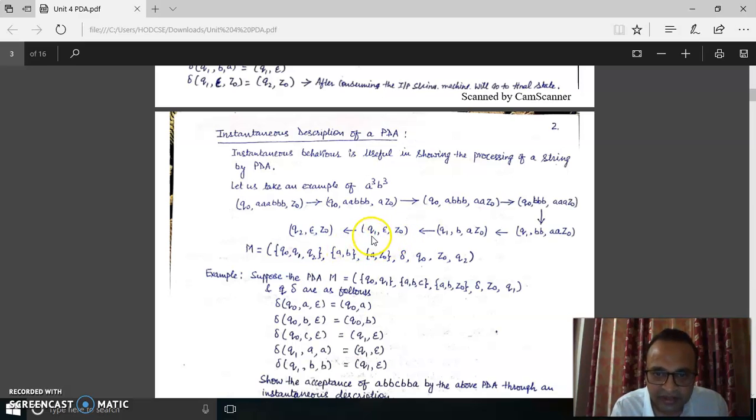It shows that the transition is going to the Q2 state and doing no operation on the stack, and Q2 itself is the final state. It means by this way we are accepting the string, right?